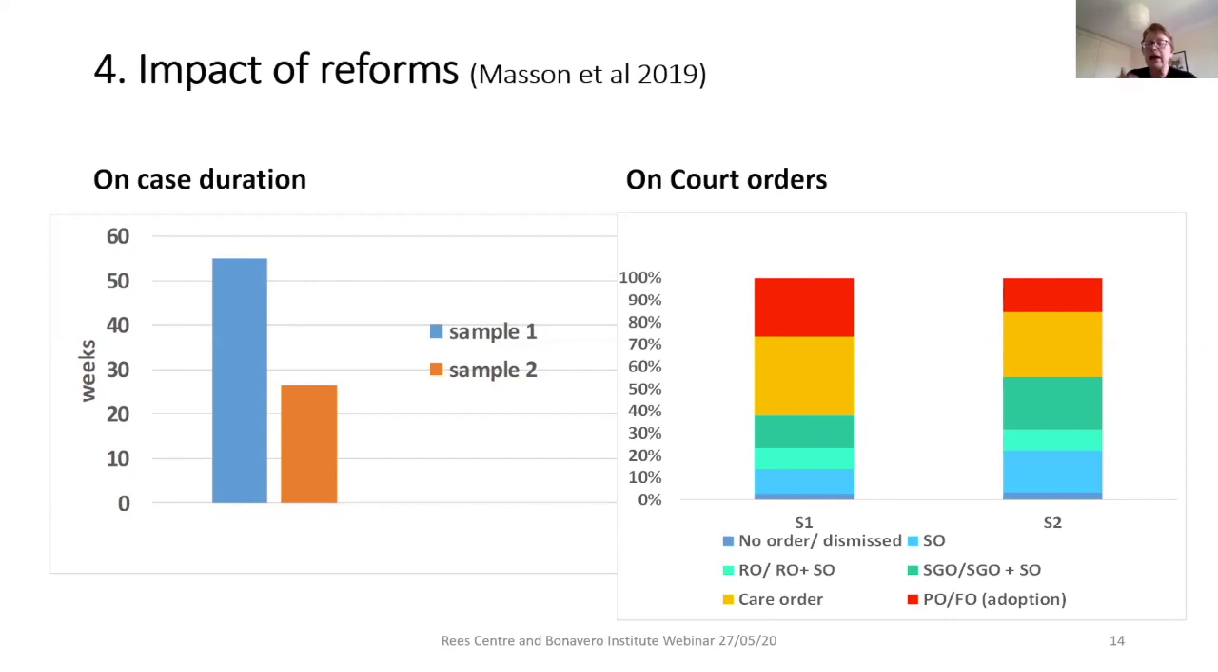So putting it the other way around, we have an increase in lower, less interventionist orders in sample 2 compared with sample 1. And there was no suggestion in the reform process that that was intended. And the pilot study to look at whether the process would work didn't find any difference in the orders made.